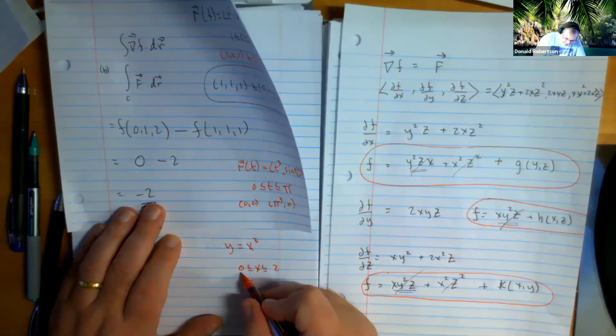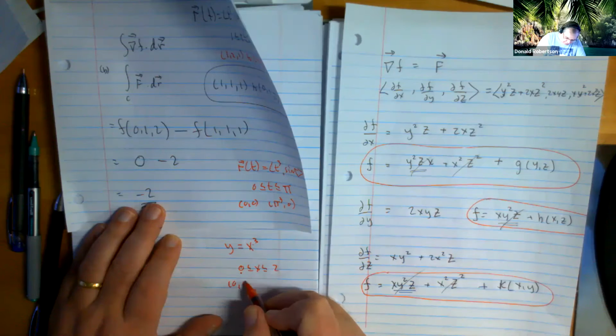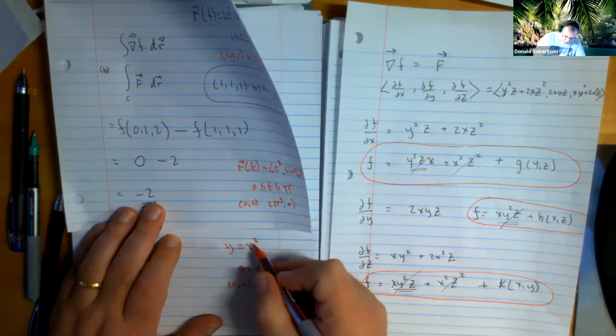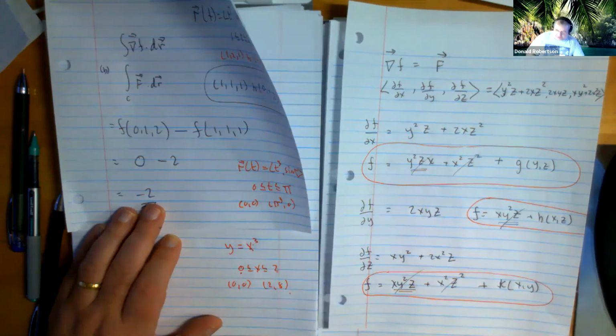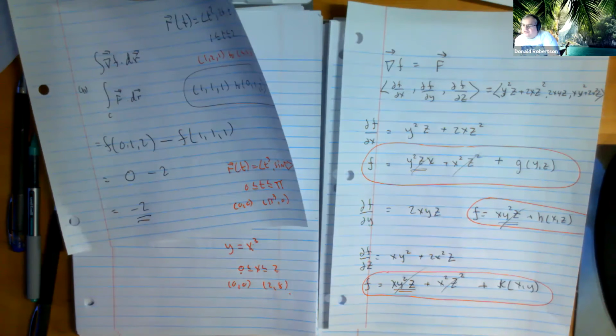Right. When x is 0, y is 0, so that's your start point. When x is 2, y is 8, that's your finish point. You see, that's how you'd get your start and finish.